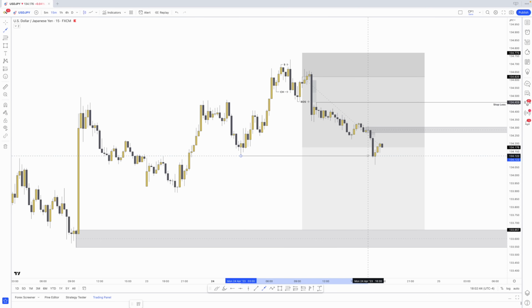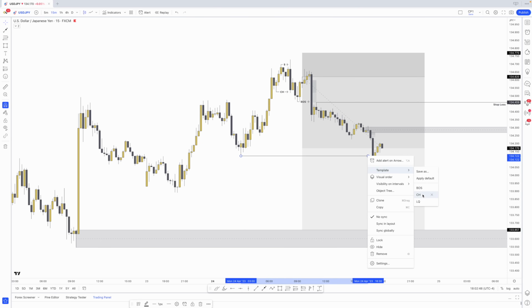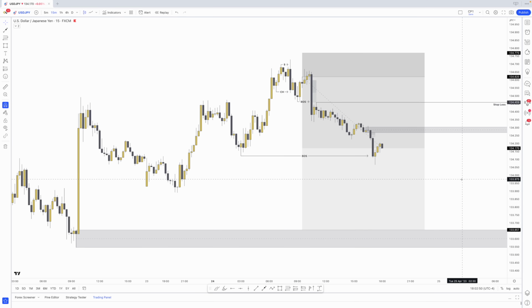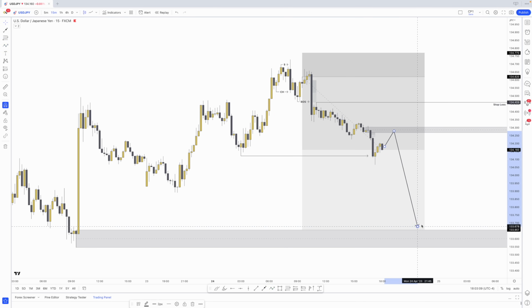So price did violate this low right here. I'm not going to label it a break of structure just yet because it could simply be a liquidity grab. We'll see what happens. But I don't believe price is going to trade any higher than this range right here. All of this sideways movement during the afternoon of New York session, and then we get this huge push to the downside. I could definitely see a retracement back into this order block here before another push to the downside, but we'll see what happens.